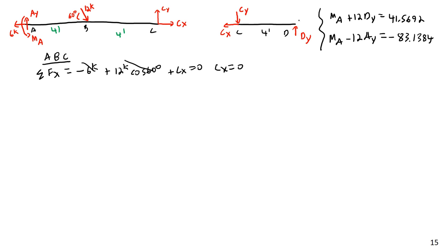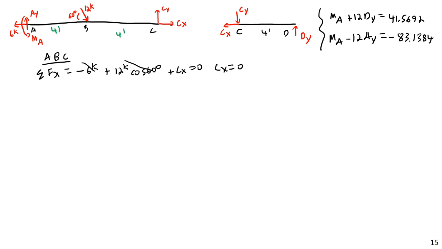Honestly, that shouldn't surprise us. I could just look at equilibrium in the x direction on this piece as well, and CX has to be 0. Why is that? If CX was not equal to 0, then there would be no other restraining force to resist that, so CX would cause that thing to be in motion, which would be kind of bad.